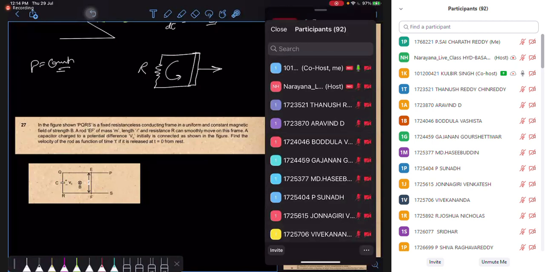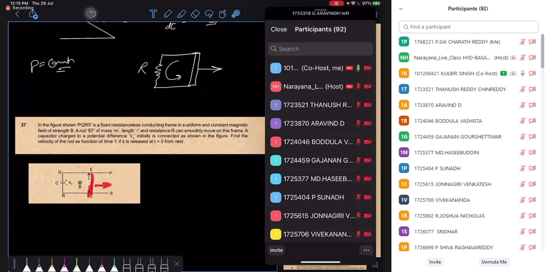EMI effect is going to remain the same. Circuit effect is going to be slightly changed. In the figure shown, PQ and RS is a fixed resistance plus conducting frame in a uniform and constant magnetic field B. Here an inward magnetic field is given and it's constant, so dB/dt is not there. A rod EF, its mass is given as M, length is given as L, and resistance R, can smoothly move on this frame.